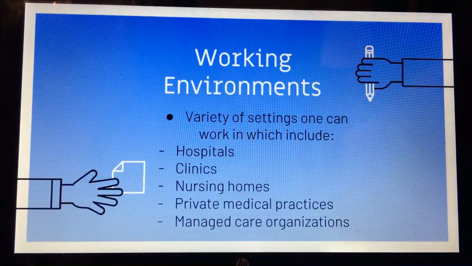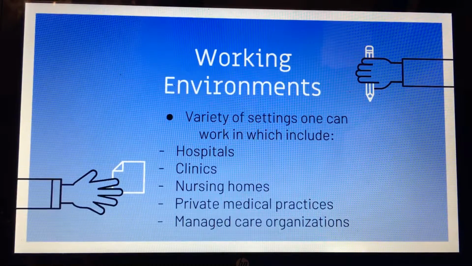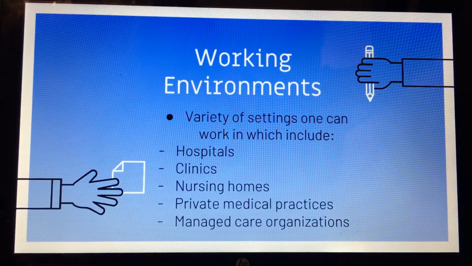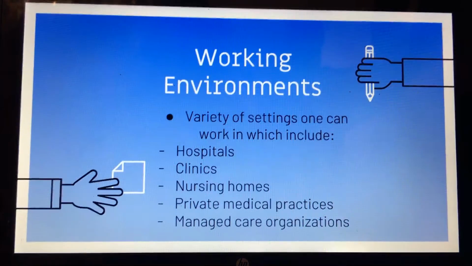Working environments. There's a variety of settings that you can work in, some of the following: hospitals, clinics, nursing homes, private medical practices, and managed care organizations, all of which can be focused on their own thing. For example, you can go for telehealth, free clinics, international healthcare practices such as the Red Cross or Peace Corps, recovery services, or even hospice facilities.